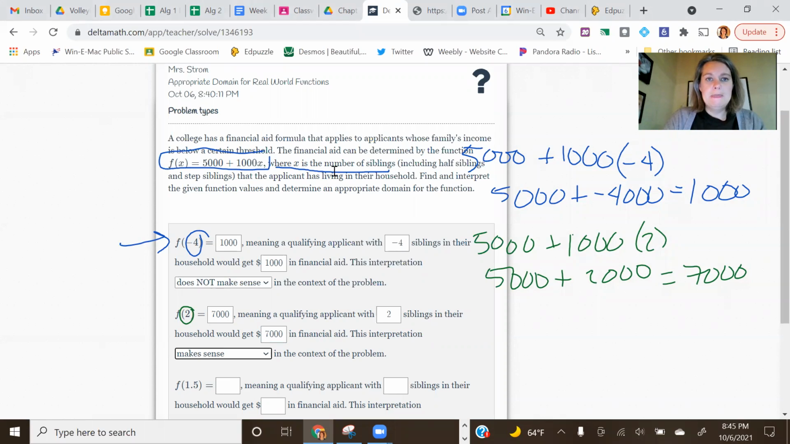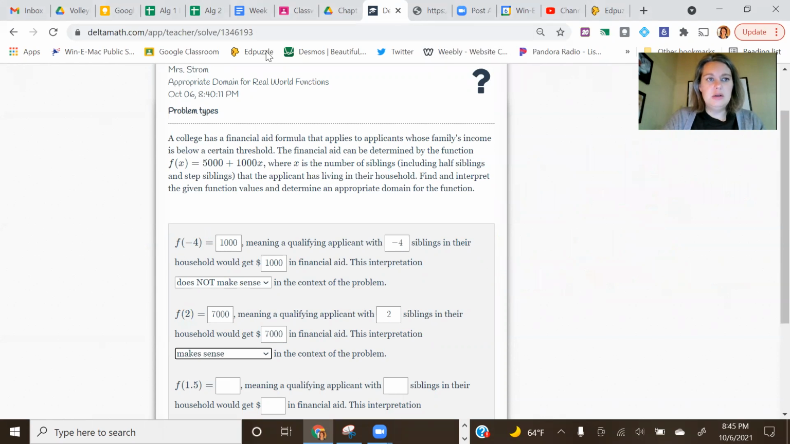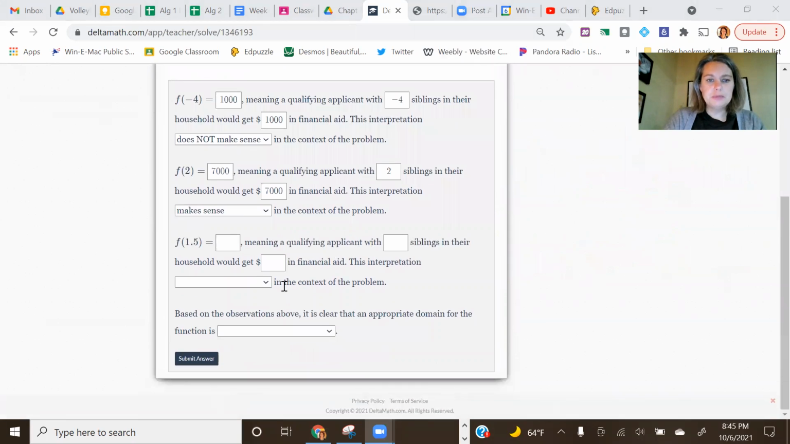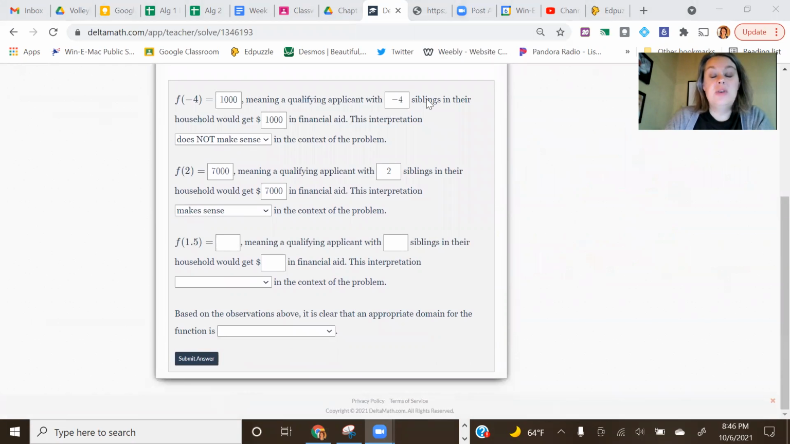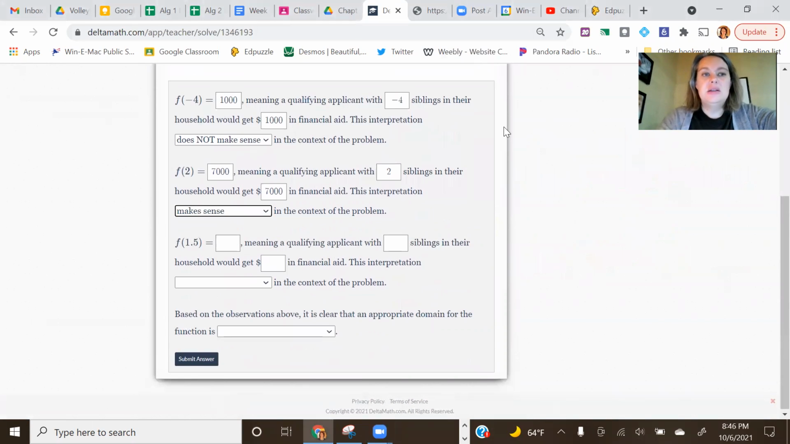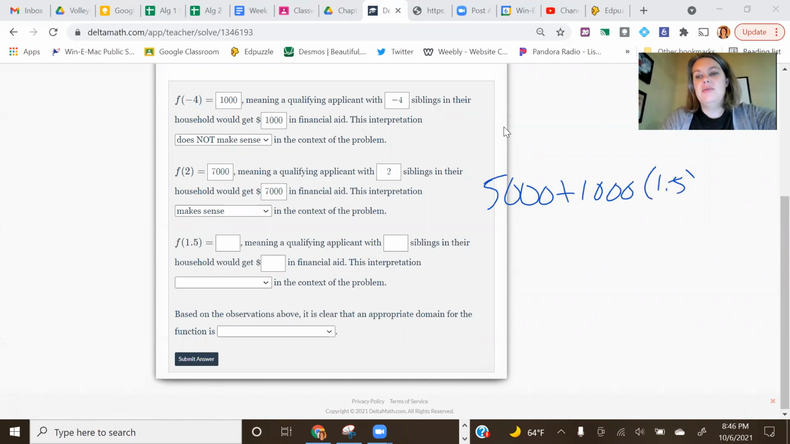That makes sense. Okay, I'm going to clear some of my drawings here because I'm going to scroll down. Okay, so 1.5. If I plug in 1.5, remember my equation is 5,000 plus 1,000x. So I'm going to plug in 1.5. So we get 5,000 plus 1,000 times 1.5. So I get 5,000 plus 150, or sorry, 1,500. So it gives me $6,500.